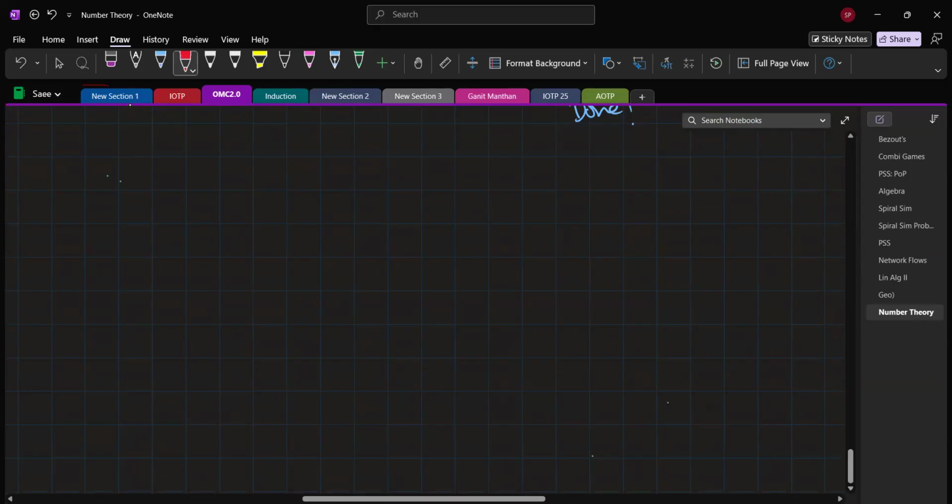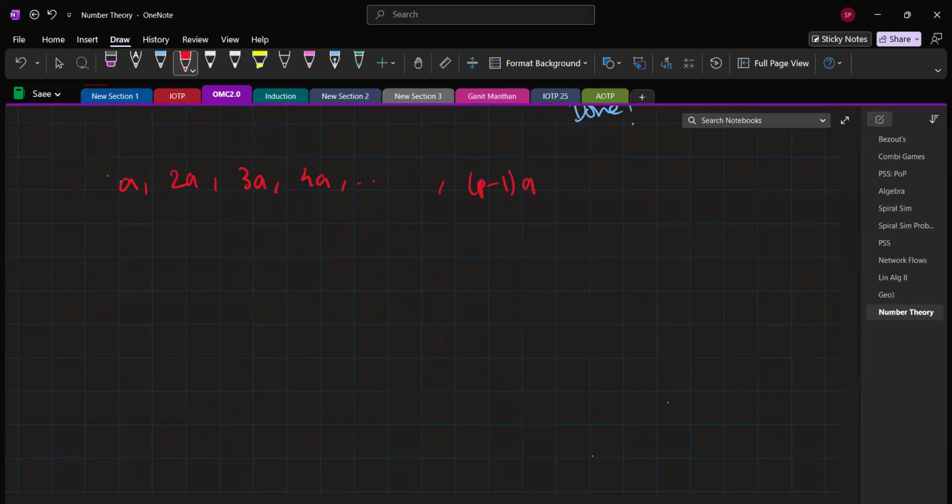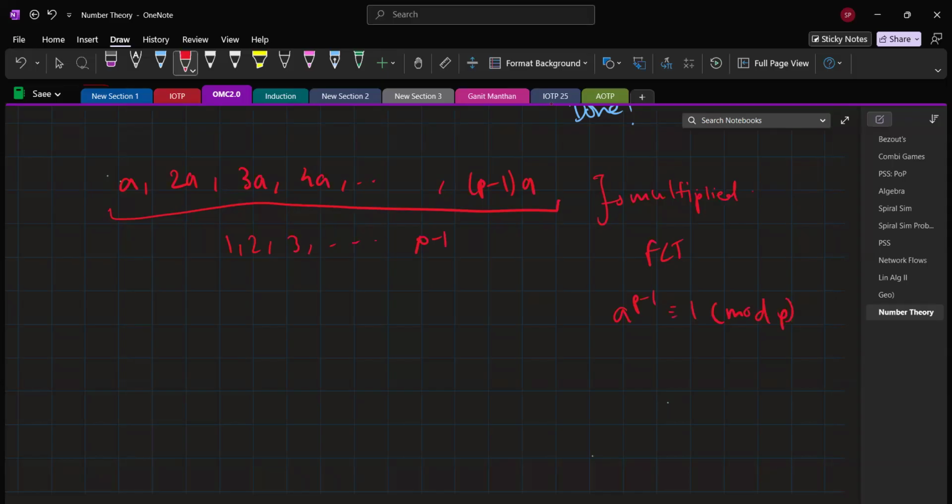Just to quickly recap, we looked at A, 2A, 3A, 4A up until (p minus 1) times A. And we saw that this has to be a permutation of 1, 2, 3 up till p minus 1. And then we just multiplied these to get FLT: A to the p minus 1 is congruent to 1 mod p. The crucial step where we used that p is a prime was cancelling 1 times 2 times 3 times up to p minus 1 from both sides.